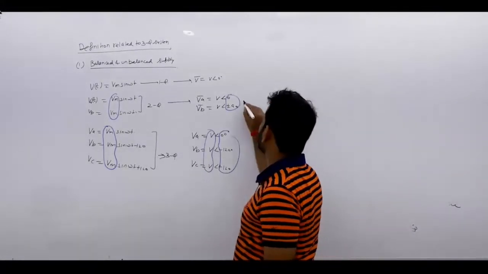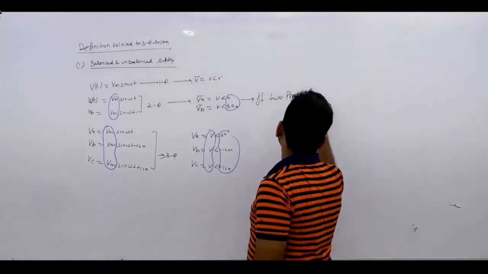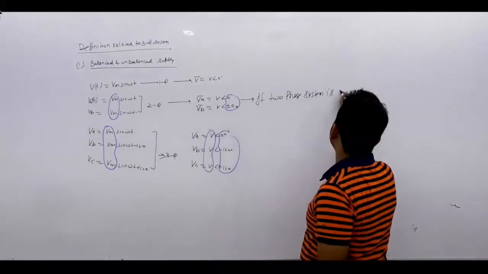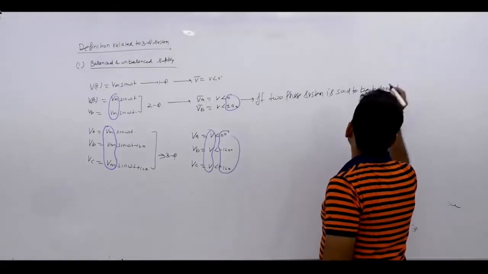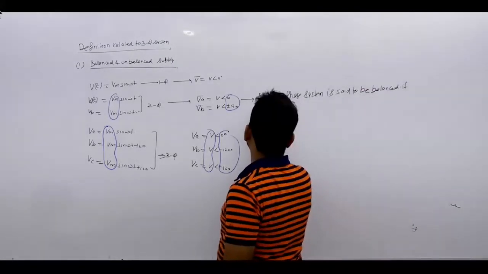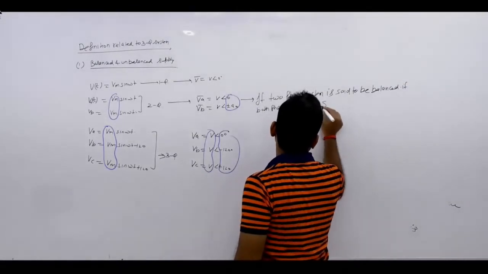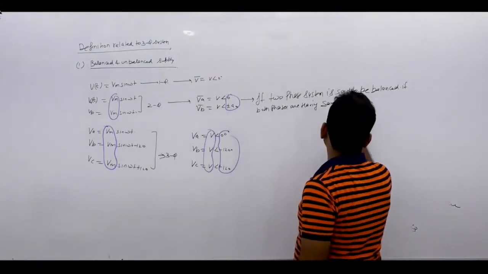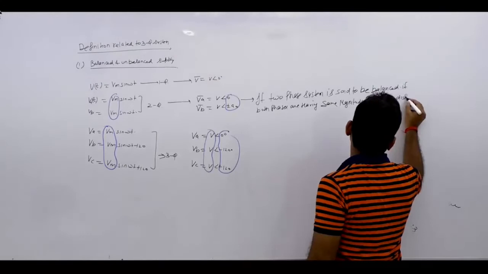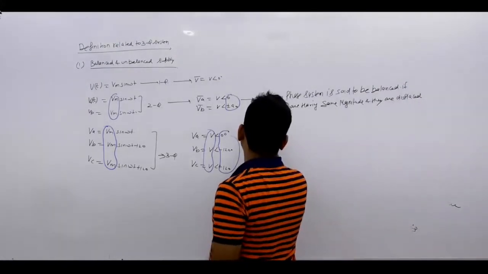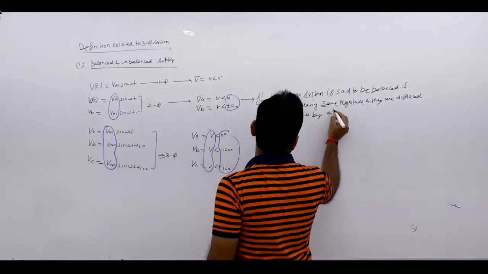If we want to write for two-phase, a two-phase system is said to be balanced if both phases are having the same magnitude and they are displaced from one another by 90 degrees. Okay, clear so far?